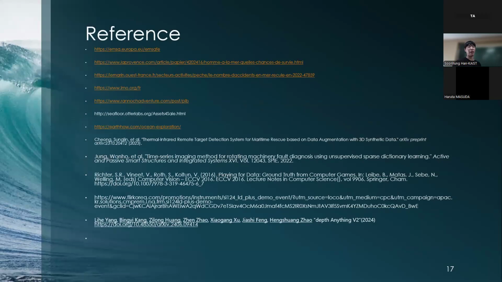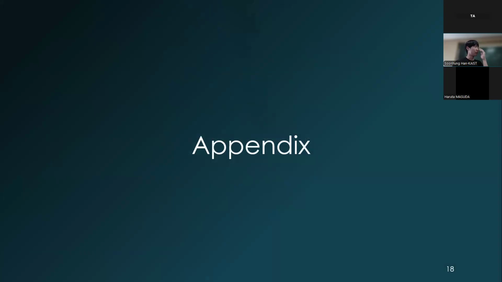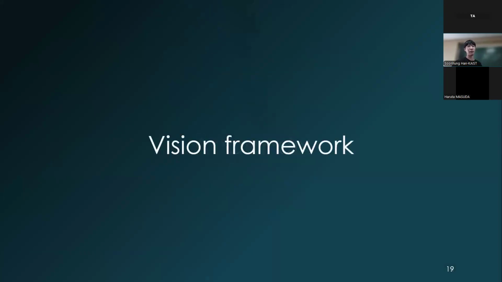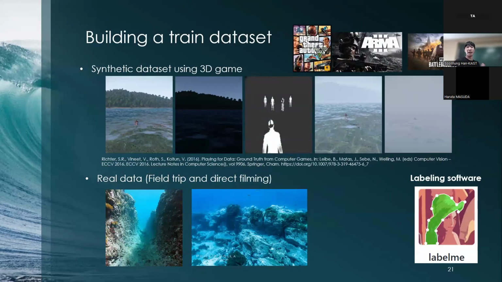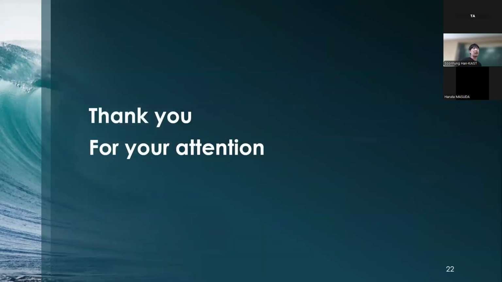And this is our reference and appendix, where I made a kind of vision framework. It is too long, so I'll say it briefly. Because of the lack of data, we will make a synthetic dataset using a 3D game and train a parent model. Then we give it real data and make a child model, do synthetic labeling of real data, and using that generated data we will fine-tune the model, and the last model will be used. And we will make the dataset using this. Thank you for your attention.